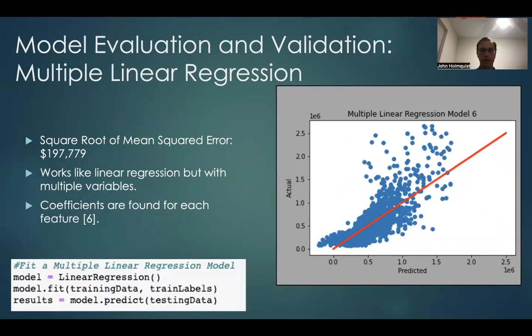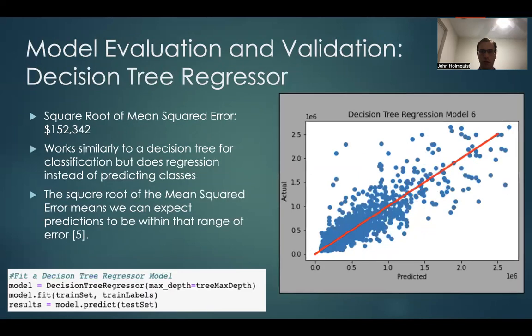Finally, I did a multiple linear regression. This didn't perform quite as well. The square root of the mean squared error is 197,000. This works pretty much like linear regression, but with multiple variables. Basically, coefficients are found for each feature, and the linear combination of those variables outputs a prediction for the home price.